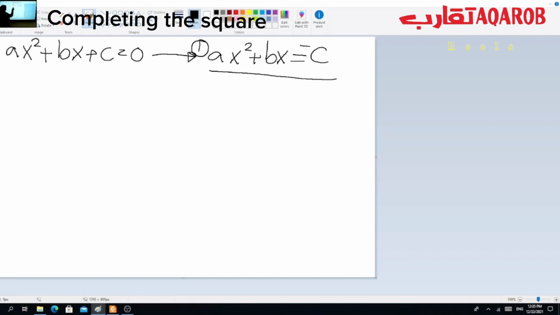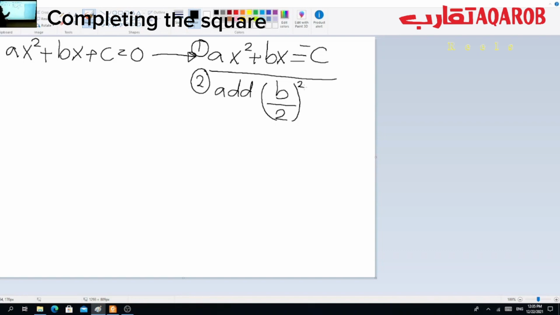In the second step, Miss, you will add a term. What will you add, Miss? You will add b over 2 squared. This formula, you should memorize it and remember it. You should add b over 2 all squared to both sides. Why? To keep my equation equivalent. If you add the same term to both sides, the right side and the left side, you will have the equivalent equation.